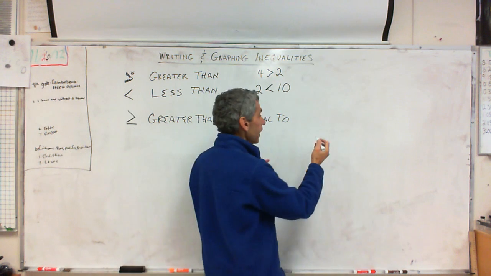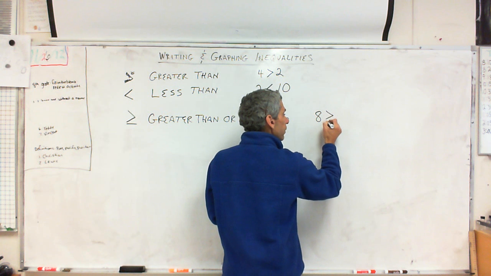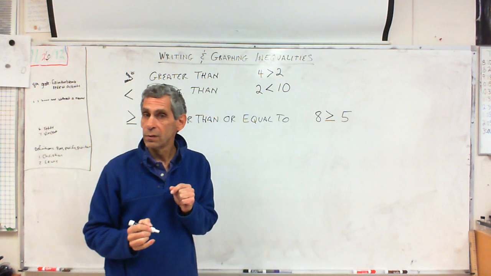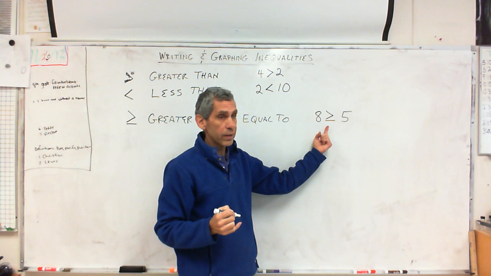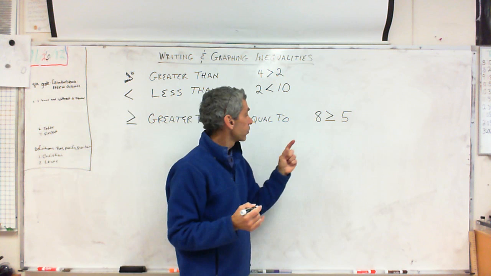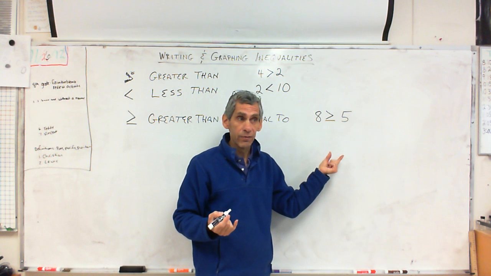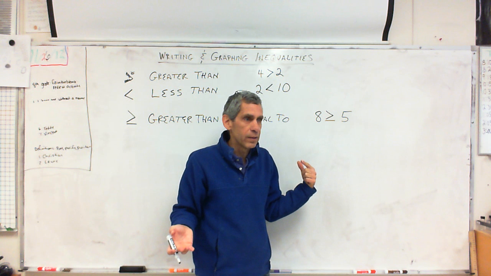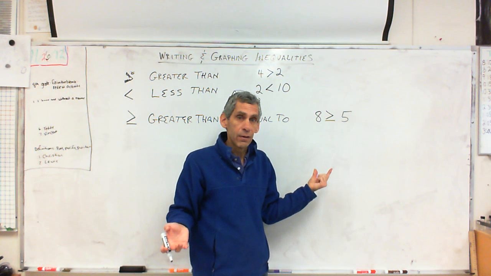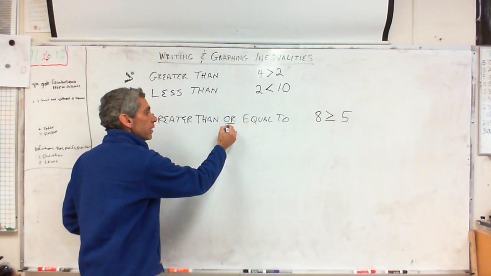So I could say 8 is greater than or equal to 5. Is that true? Yes. It's greater than 5, but that's why you say or. If I said and, it would have to not only be greater than 5, but also equal to 5. That would be impossible. You can't have something that's both greater than 5 and equal to 5. That's why you say greater than or equal to.